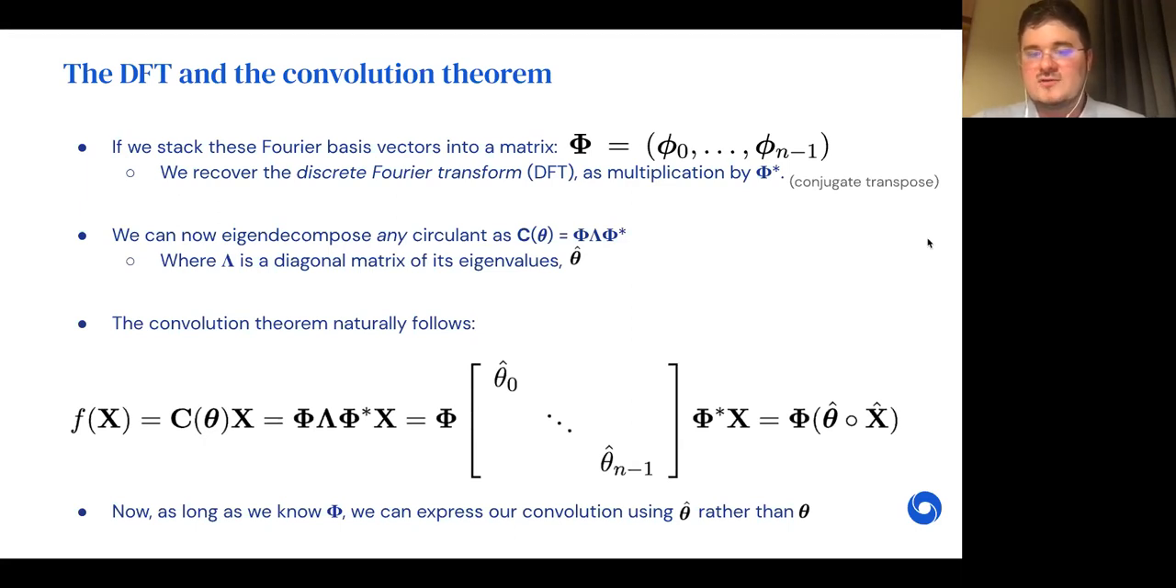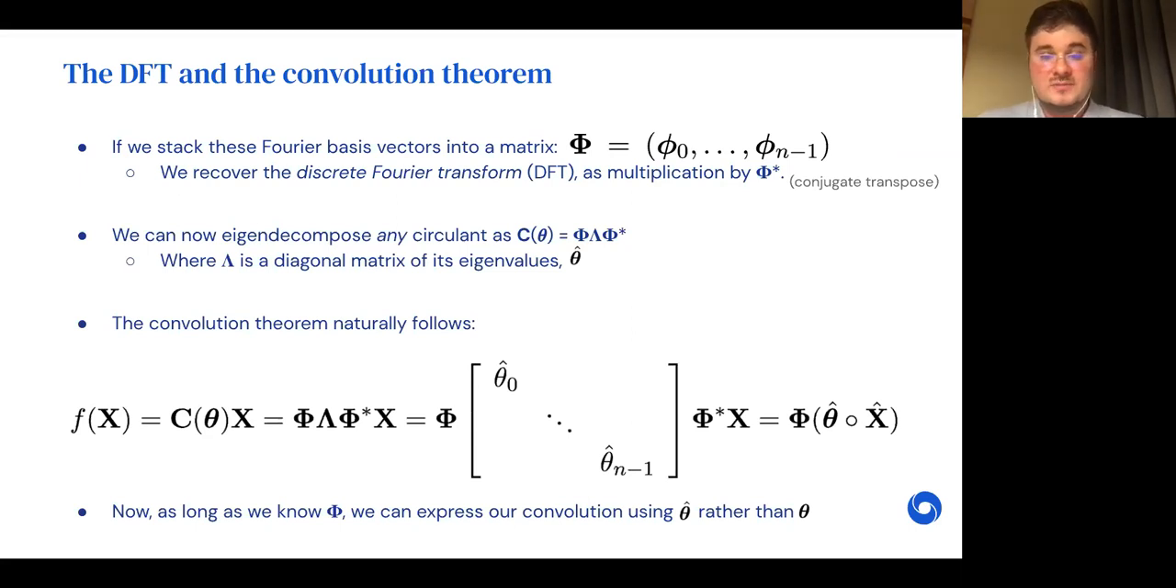And now from there, you can derive the convolution theorem fairly directly. So imagine you have a set of node features X that you want to convolve with a circulant matrix C. You can represent C as its eigendecomposition, so phi lambda phi conjugate transpose. And then what you do is you first take the discrete Fourier transform. So you take X into the Fourier domain by multiplying it with phi star. And then after that, you have to multiply just with lambda, which is a diagonal matrix of eigenvalues. So you've reduced convolution to pointwise multiplication with the Fourier coefficients.